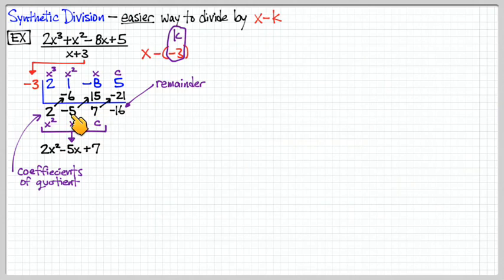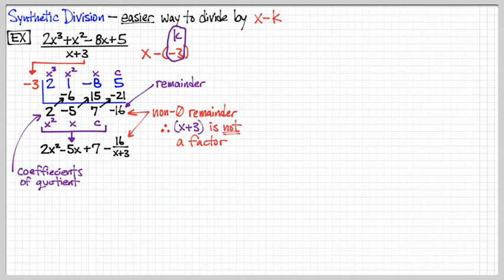Again, if any of these are 0, it just means that we have a 0 in that place. The negative 16 is our remainder, and so it's like minus 16 over x plus 3, where x plus 3 was our divisor. Non-zero remainder, so x plus 3 is not a factor.